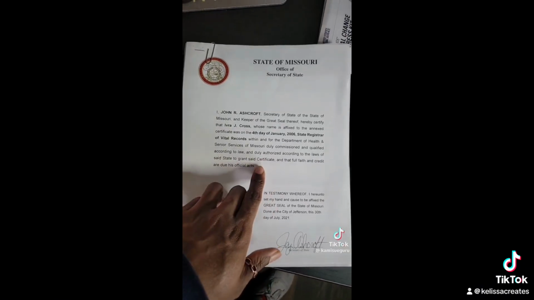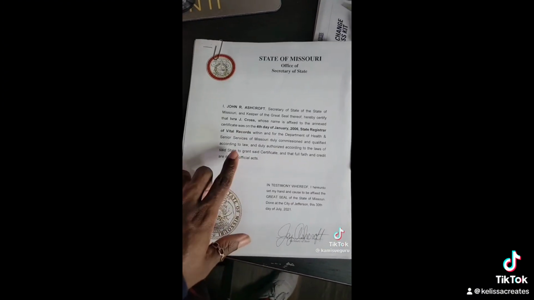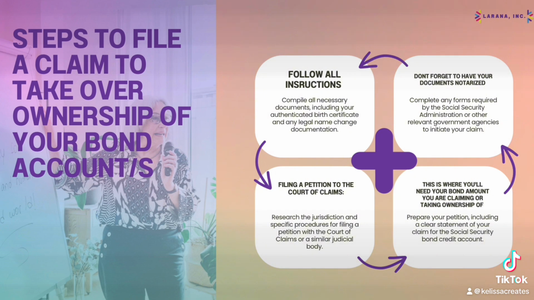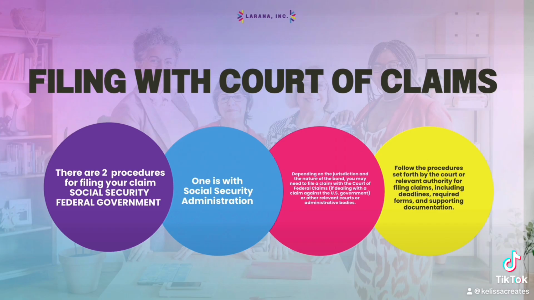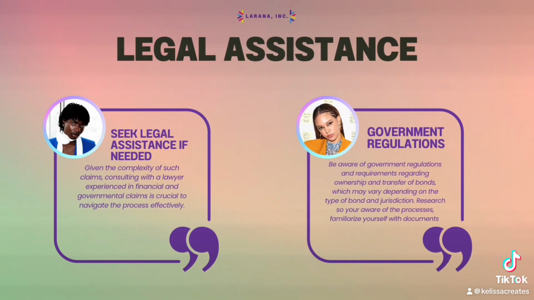Let me show you what it looks like. And here is what you will receive. Your next step would be to take legal ownership of your name. I will post a video that shows you step by step on how to do that as well. Your next step will be filing with the Court of Claims.